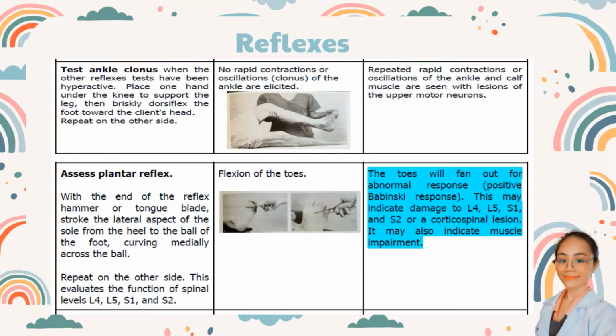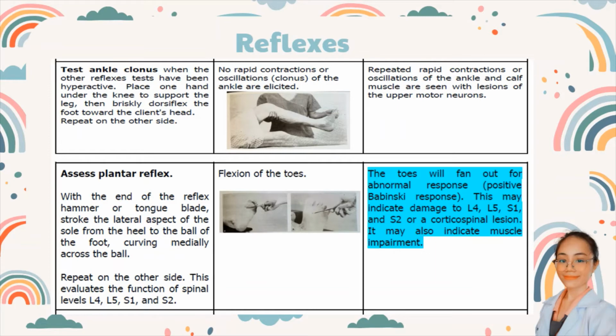Next is to assess the plantar reflex. With the end of the reflex hammer or the tongue blade, stroke the lateral aspect of the sole from the heel to the ball of the foot, curving medially across the ball. Repeat on the other side. This evaluates the function of the spinal levels L4, L5, S1, and S2. Normal findings would be flexion of the toes.